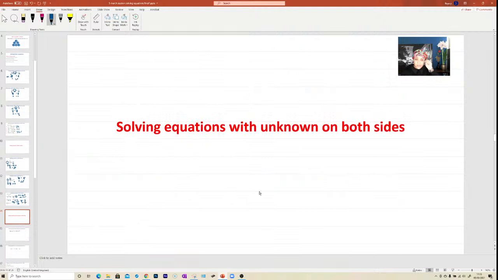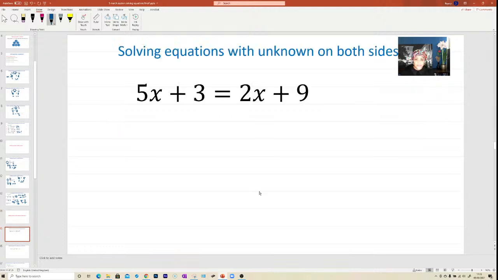Right, now we're going to do equations with unknown on both sides. Okay, here we go. Does anyone want to have a go first? Well, I'm going to let you have a go. But I'm only giving you 30 seconds, okay? 30 seconds.